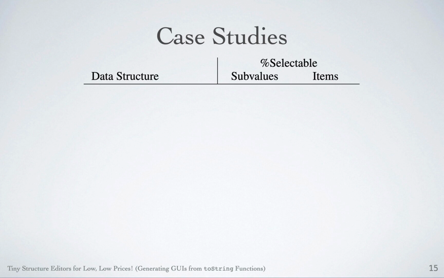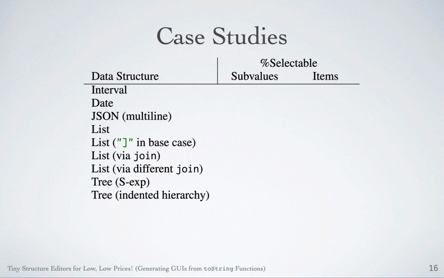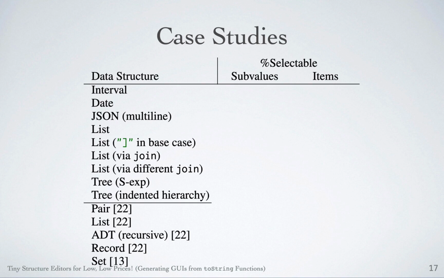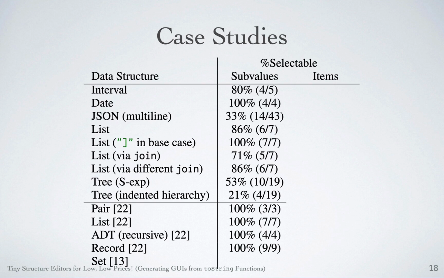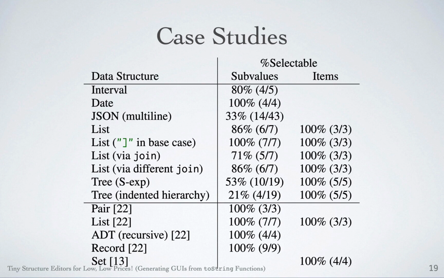All right, now to assess these editors, we wrote a bunch of toString functions for various data types. And then to provide some evidence that this can work on unmodified toString functions, we translated some functions straight from Haskell. We measured how many of the subvalues of the value could be uniquely selected. So there's some place to click to select that unique subvalue. The results were mixed for our own data structures, but for the Haskell data structures, you could select any subvalue you liked. More importantly, for the data structures that are containers that contain elements, we also measured how many of the contained elements could be uniquely selected, and you can always select the element you want.